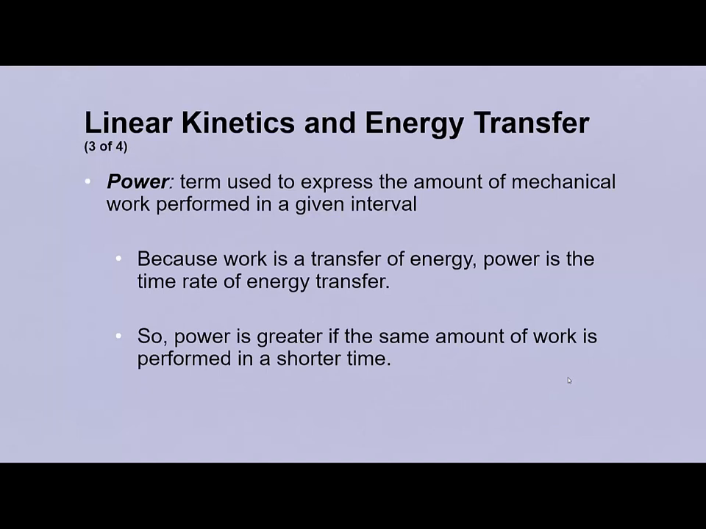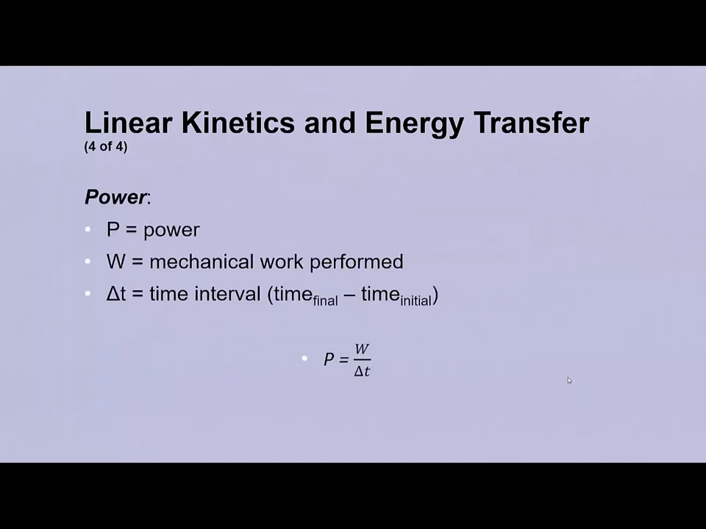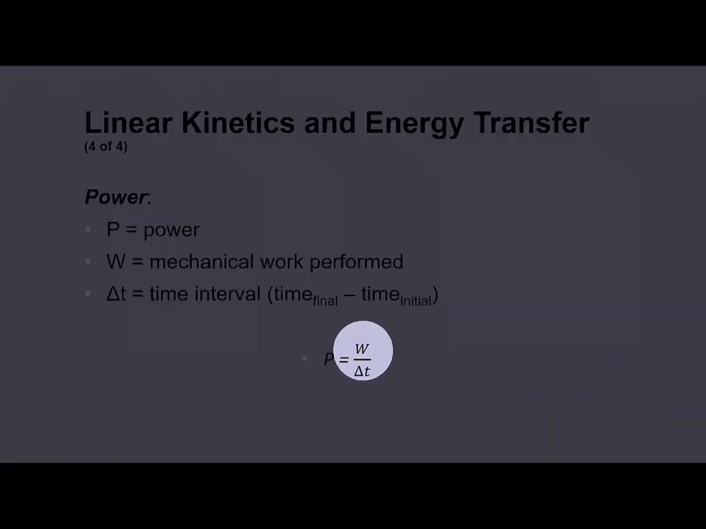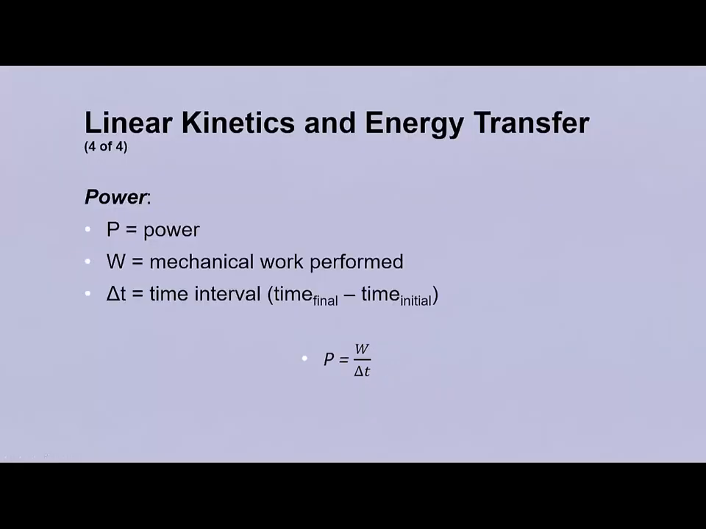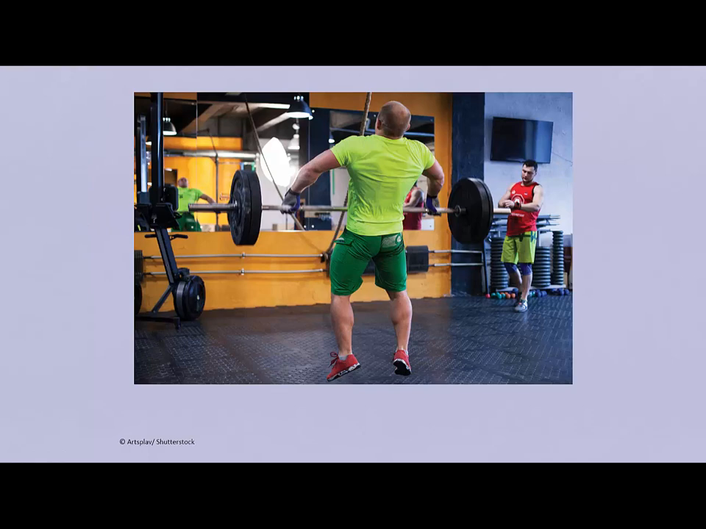Now, the rate at which work is performed is known as power. So you guys know this. Power is the change in energy or mechanical work over a certain time interval, and we measure that in what's known as watts. So if you look at the units here, you have work in joules divided by time in seconds. That's joules per second, or what is otherwise known as a watt. So we measure the change in energy over time as power.